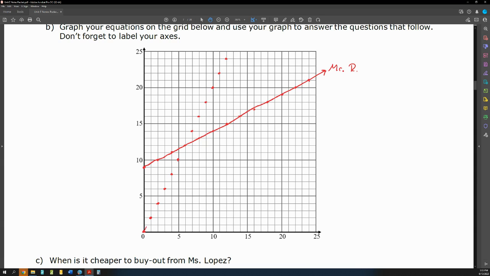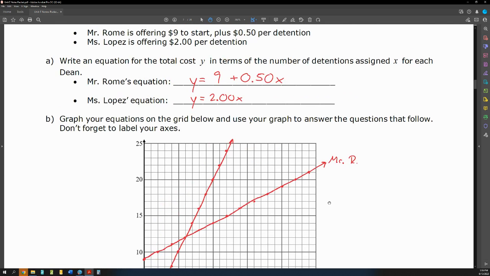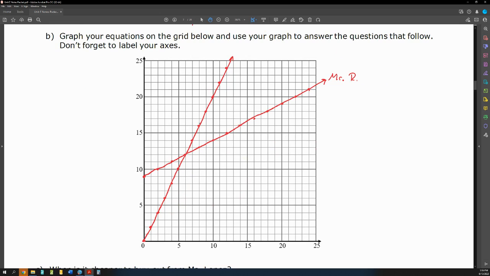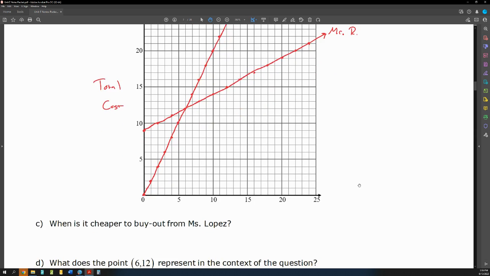Okay. So go ahead and connect your dots, draw your line, use that straight edge. Remember, the accuracy of your line is going to help find the solution to the system. And I actually almost forgot, we want to label our axes. So our y-axis, what does y represent? y represents the total cost. And what does x represent? x represents the number of detentions.